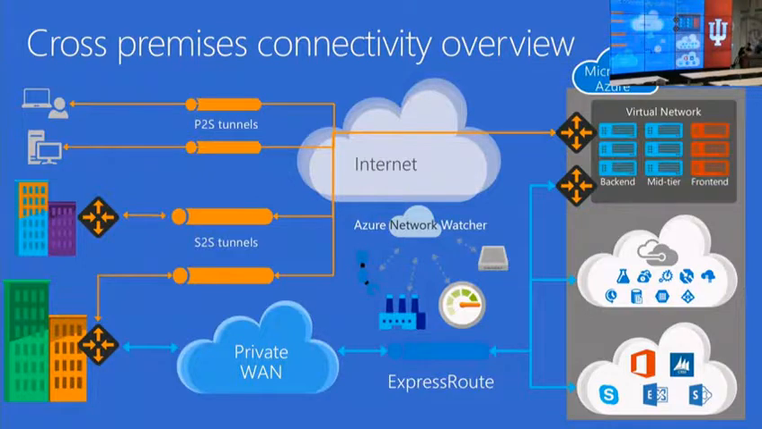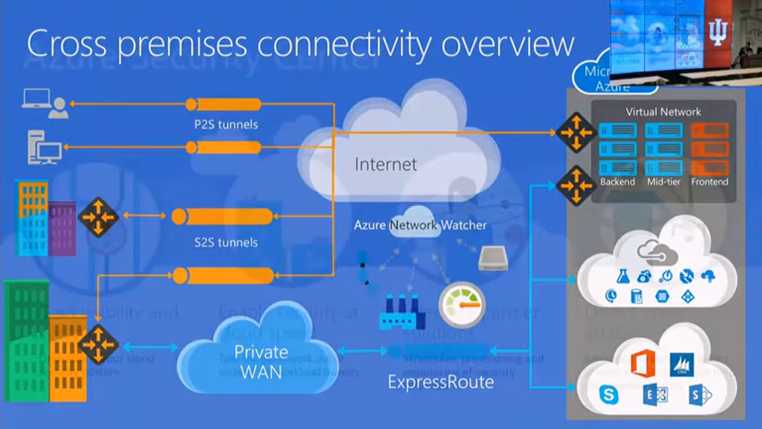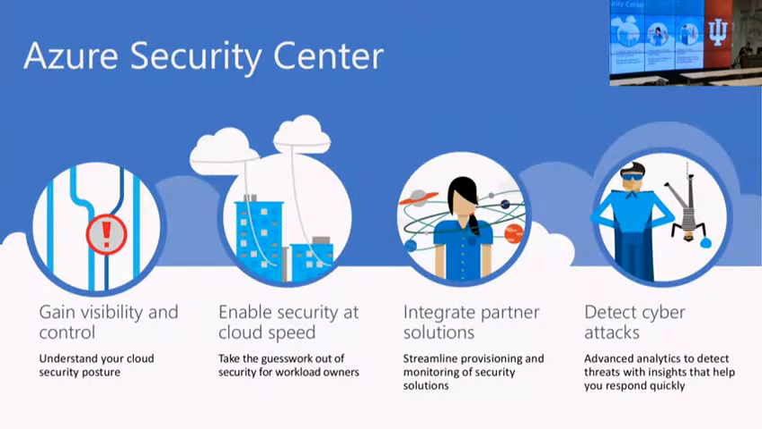This is an example of the cross-premises connectivity overview. Again, you can connect via point-to-site tunnels, site-to-site VPN tunnels, or over the private wide area network using ExpressRoute. So very flexible, many, many different options. Again, like we talked about, a lot of investment around securing your data, from our cyber defense unit to all the investments that we're doing around security.